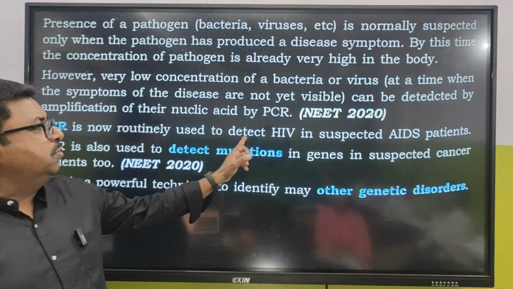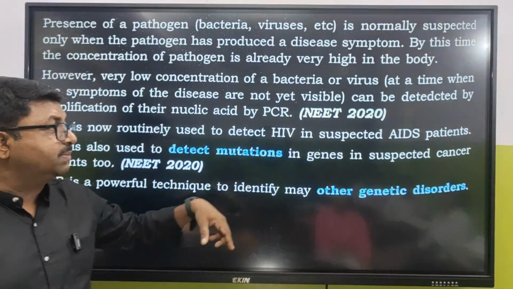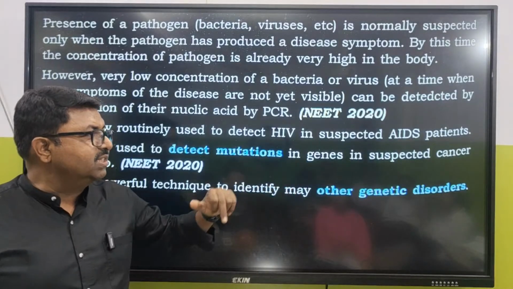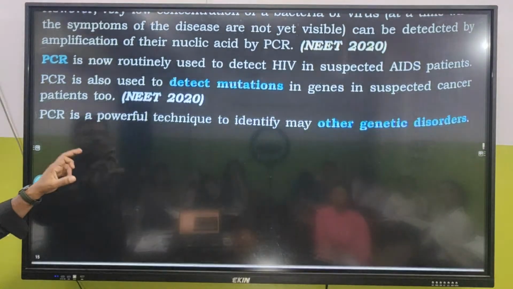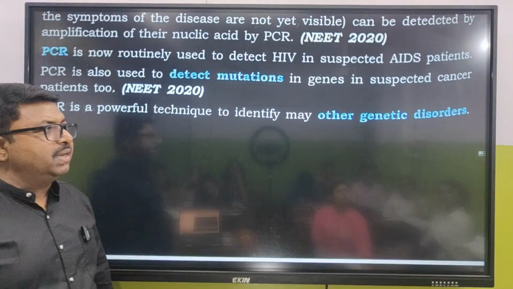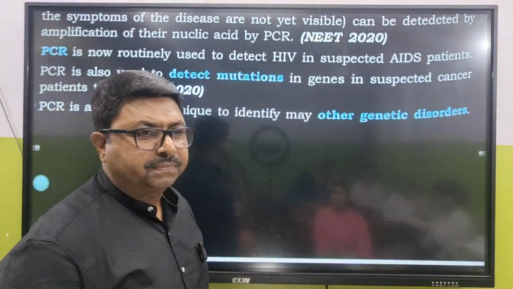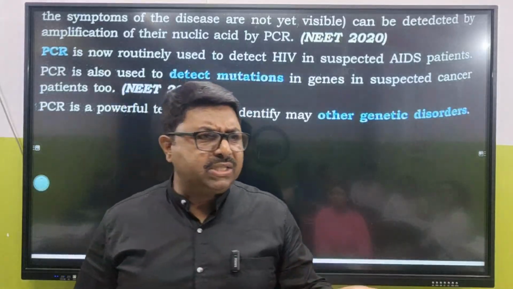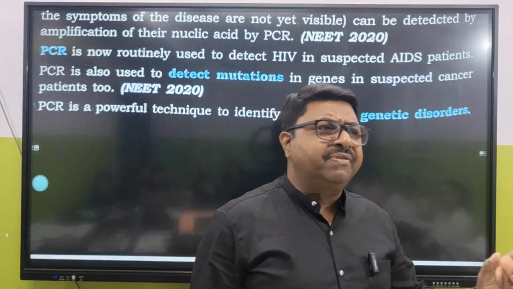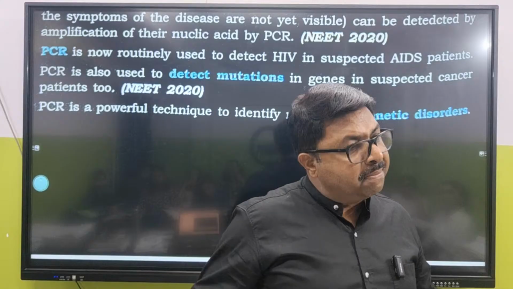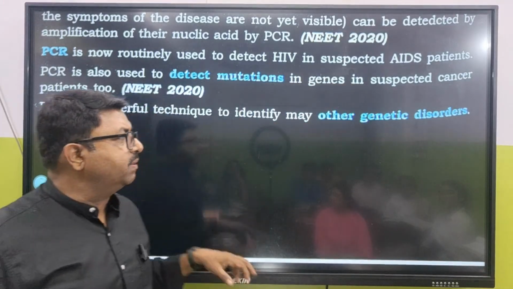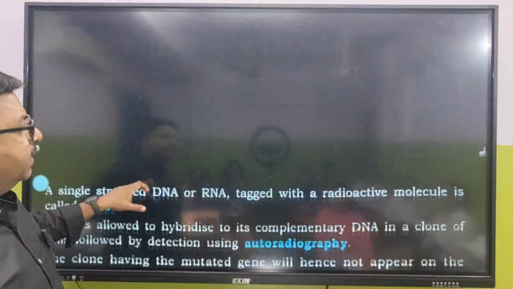PCR is now routinely used to detect HIV in a suspected AIDS patient. PCR is also used to detect mutations in genes in suspected cancer patients too. PCR is a powerful technique to identify many other genetic disorders. In cancer, what is going to happen? Some of the genetic base pairs are going to change. So how to detect a huge amount of the changed DNA? By amplifying it. What will PCR do? It will amplify it, and you want to have a huge amount of DNA.